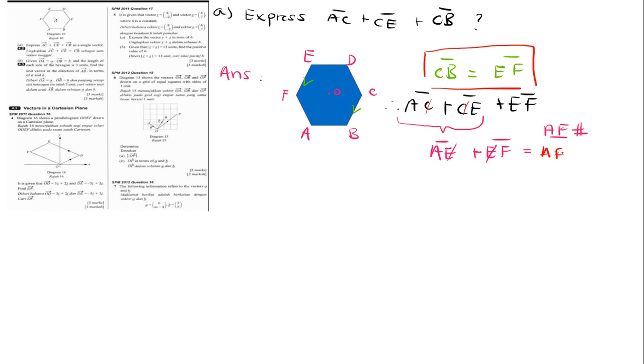AF. Sorry, EF. So this and that cancel, and this and that cancel. So we are just left with A and F, right?